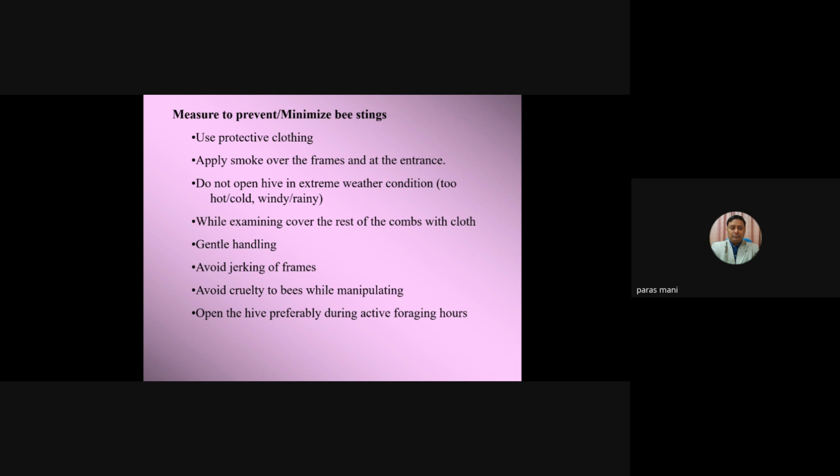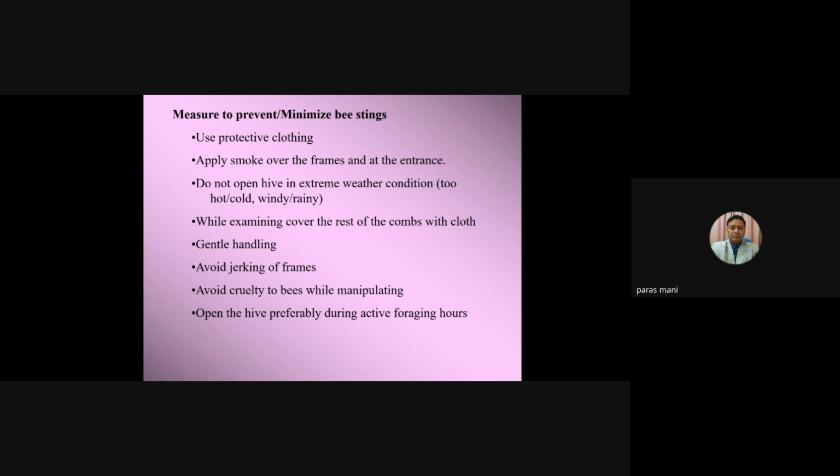And the food storage: if the forage is very good, then the pollen cells and honey cells will be in good number. That is considered as reserve food in the off season, that is during the rainy season. At least a minimum quantity of honey and pollen must be left inside the colony for the survival of the colony. These things must be examined, and you must handle it very gently.